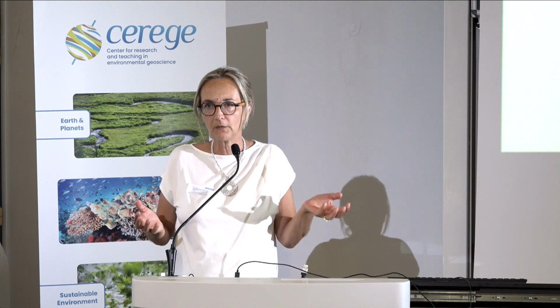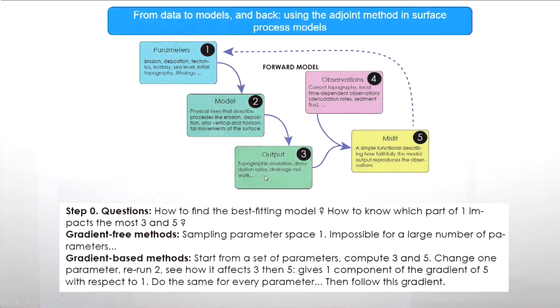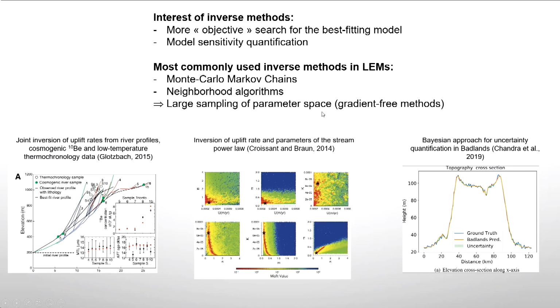So there are many families of inverse models. The aim is always to minimize the misfit between outputs, topography, denudation, whatever, and observation. And to use this misfit to change model parameters and to find the best fitting model parameters, which are erosion coefficients, initial topography, or uplift rate, whatsoever. So there are many methods. I'm going to go a bit faster on this. There are many methods that can be used to invert landscape evolution parameters.